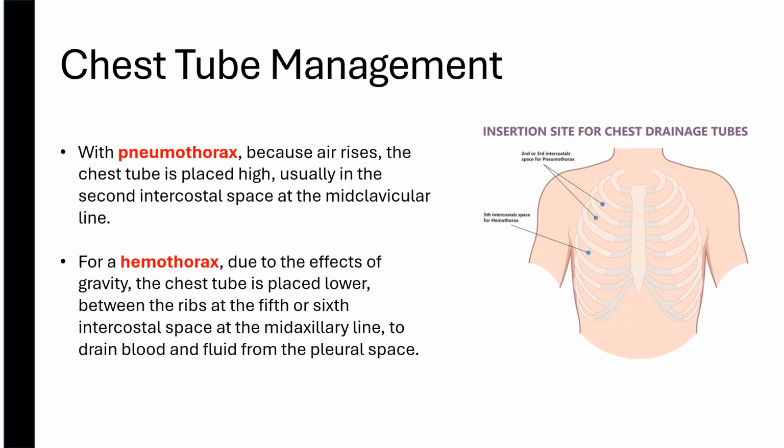Okay, so a little bit about chest tube placement. Pneumothorax is when air is in that pleural space. Air rises, so your chest tube will be placed higher up here in the lung. For hemothorax, which is blood, it's a fluid, so it's going to sit at the bottom. So this is where you're going to have a lower chest tube placed.